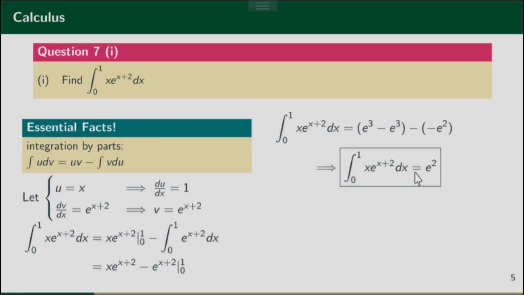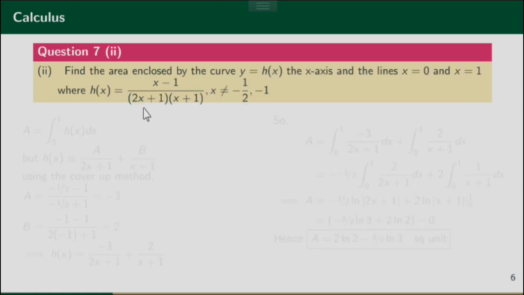So we are done with the first part. Let's move on to the second part. We are asked to find the area enclosed by the curve y is equal to h of x, the x-axis and the lines x equals 0 and x equals 1.